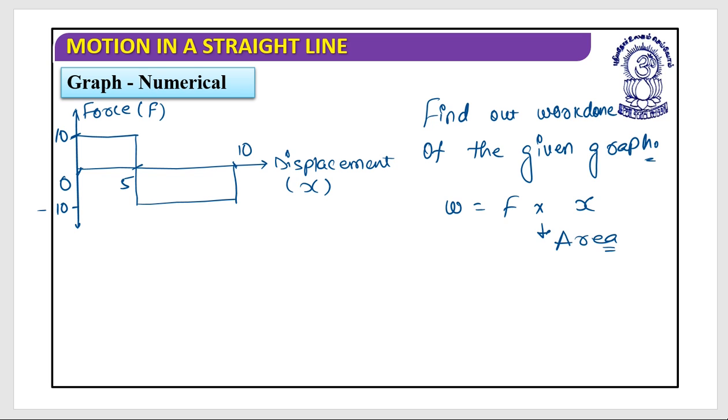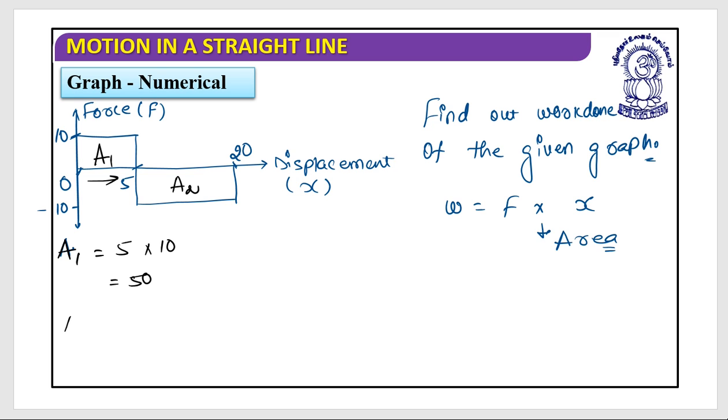So you need to find out area one. You need to find out this area. This is area two. Let's say this is 20 meter. So you need to find out area one and area two. What would be the value of area one? It is a rectangle having sides 5 by 10. So 5 by 10 would be equal to 50.